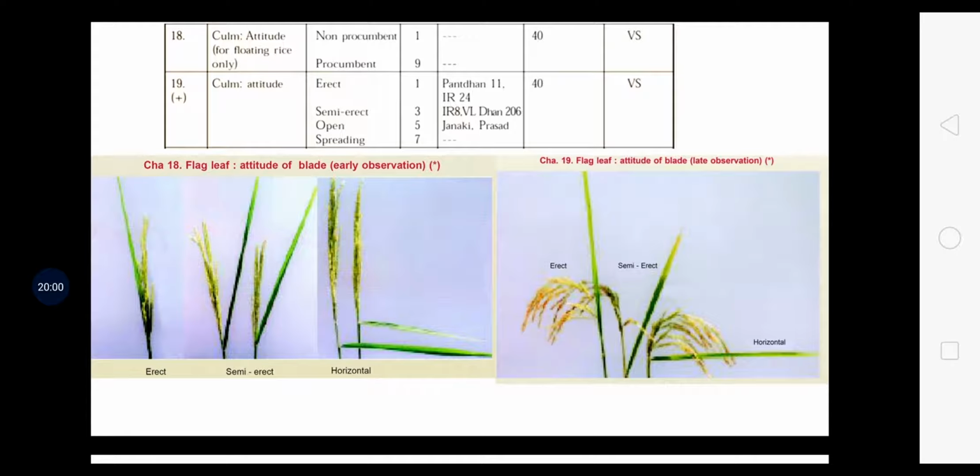The 19th characteristic is culm attitude. The culm attitude may be erect, semi-erect, open or spreading. Erect is scored as 1, semi-erect as 3, open as 5 and spreading as 7. For erect type, example is Pantadhan 11, IR 24. Semi-erect scored as 3, IR 8, VL Dhan 206. Open type is scored as 5. Janaki and Prasad are the examples.